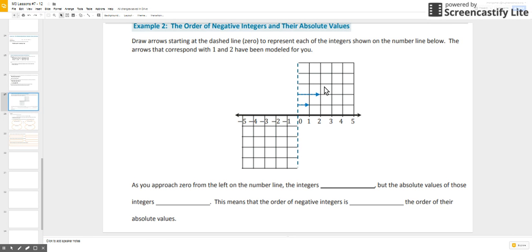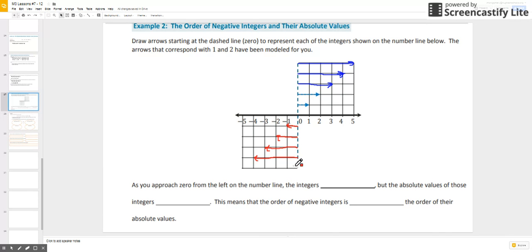So hopefully you notice that the third line up goes to line 3. The fourth line up goes to line 4. And the fifth line up goes all the way to line 5. All right, now if we go to the negative side, it'll be the same thing. One line down goes to -1. 2 lines down goes to -2. 3 lines down goes to -3. 4 lines down goes to -4. And the last one, 5 lines down, goes to -5.